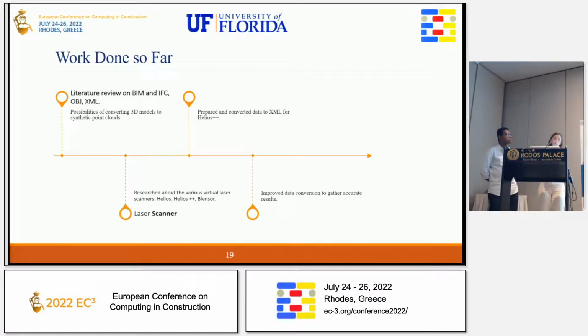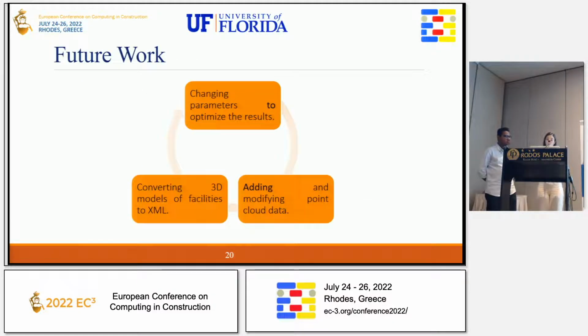The work done so far: we have a literature review on BIM, IFC, object files, and XML, and the possibilities to convert 3D models to synthetic point clouds. We prepared and converted data to XML for Helios++. We did research about the various virtual laser scanners, in which we picked Helios++, and then we improved data conversion to find better results. In our future work, we want to change the parameters to optimize results in Helios++.